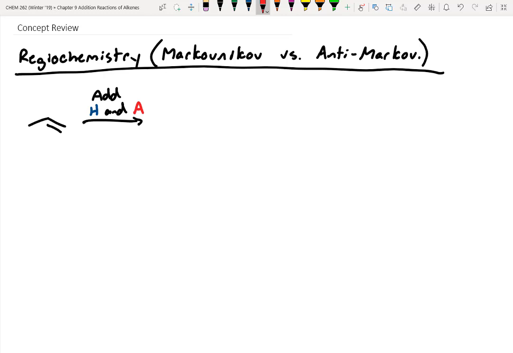But in order for it to be Markovnikov or anti-Markovnikov, we're installing one hydrogen and one group that's something else. We'll call that A. Markovnikov addition, is the A position going to be attached to the more or less substituted carbon? More. So we can go ahead and we can show this as A being attached to the more substituted, the hydrogen being on the less substituted. This would be Markovnikov.